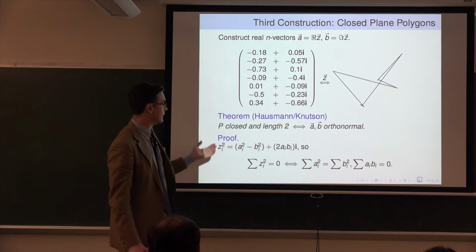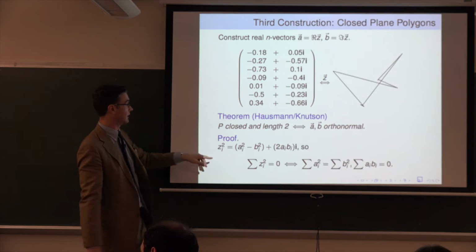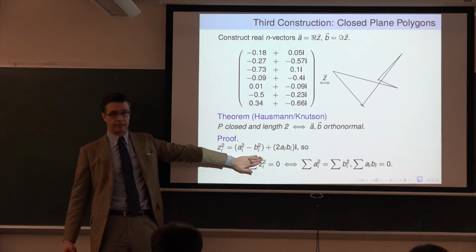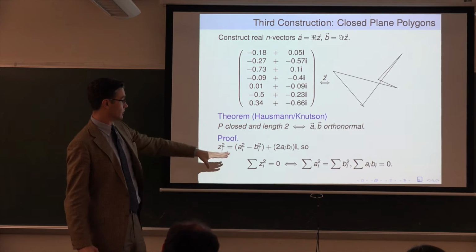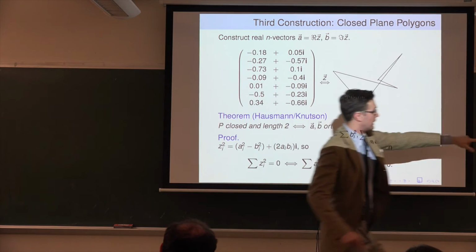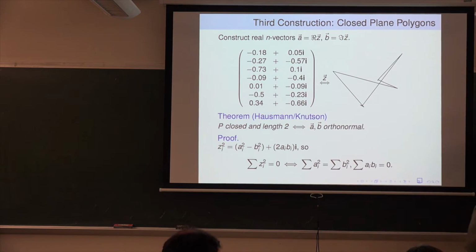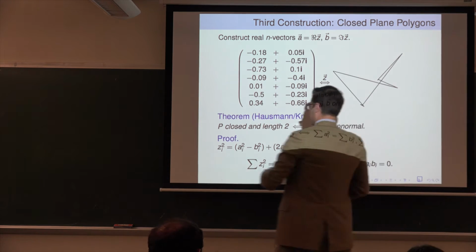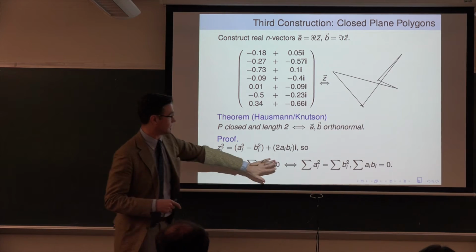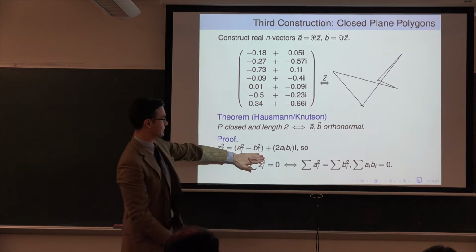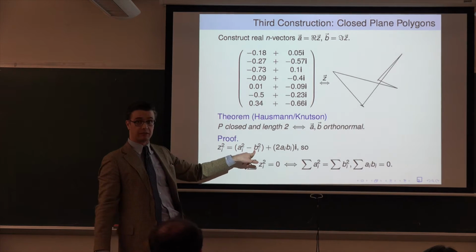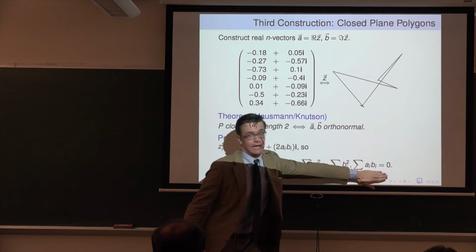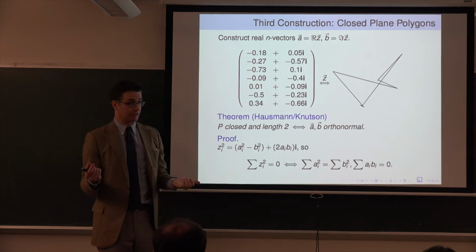The proof is just a computation. You just say, if z is a plus bi, then z squared is this, right? That's completely straightforward. Now, what does it mean to close up? Well, we're treating these things as vectors, so closing up means the vector sum is 0. So if the sum of these z_i squared is 0, that means the real part has to be 0, so the sum of the a_i squared minus the sum of the b_i squared has to be 0, and the imaginary part has to be 0. That means the dot product of the a vector and the b vector has to be 0.